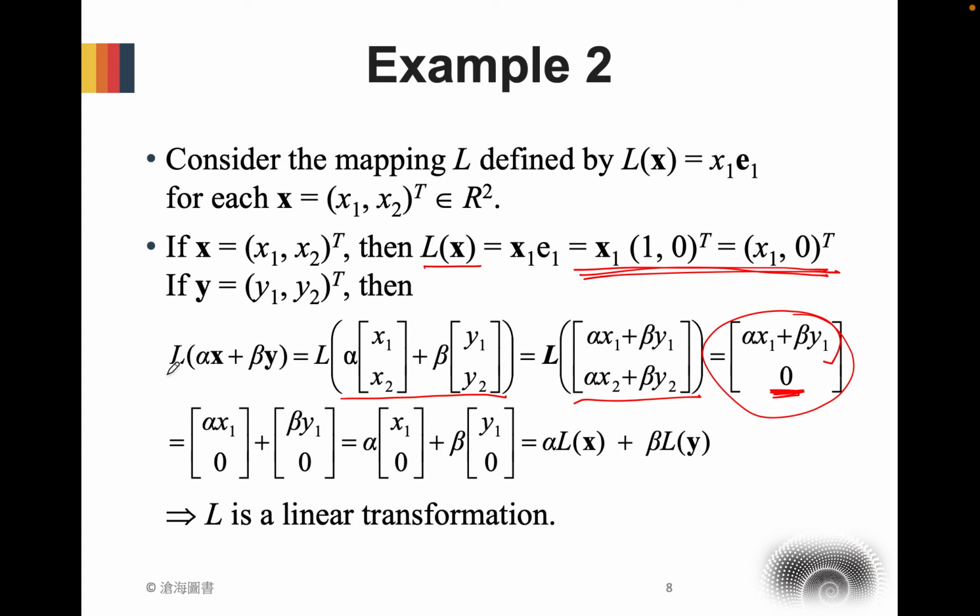Therefore, we prove that if we do the linear combination first and then do the mapping, the result is equal to we do the mapping and then do the linear combination. Therefore, the mapping L is a linear transformation. Okay?